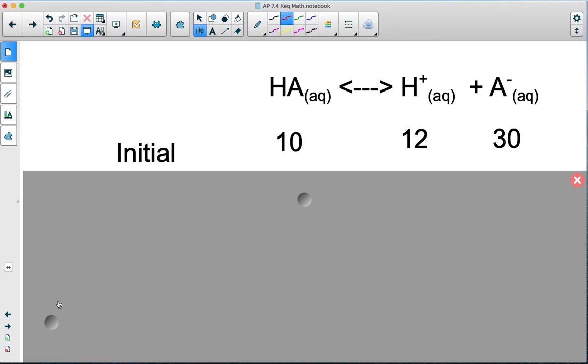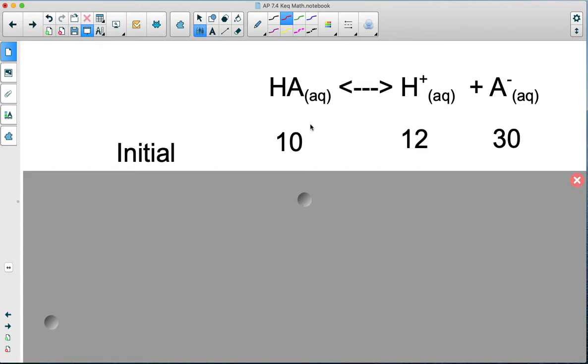Okay, so the initial concentration of HA is 10. The initial amount of protons we have floating around in here is 12 molar, and the initial concentration of A minus is 30 molar. This is a kind of unlikely scenario realistically, but it makes for some easy integers for us to work with to avoid decimals as our first problem.